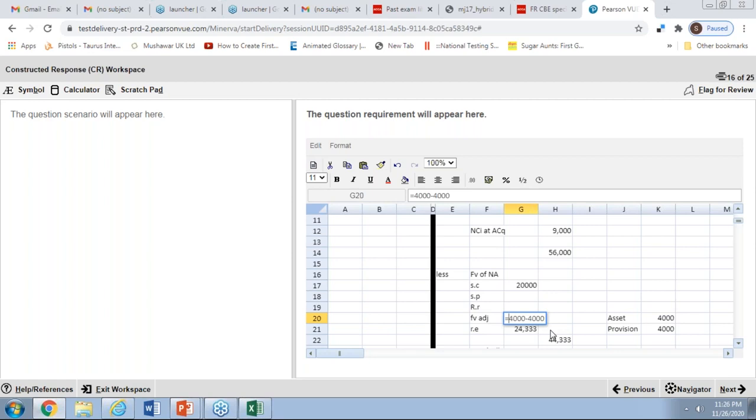So this is the explanation for the fair valuation adjustment. Anything else you wanted me to explain?